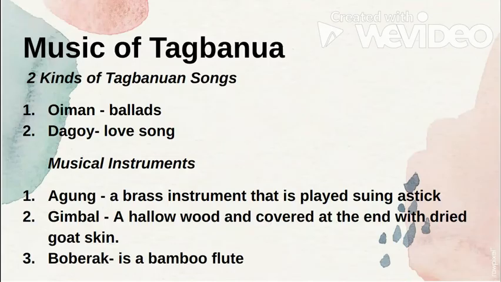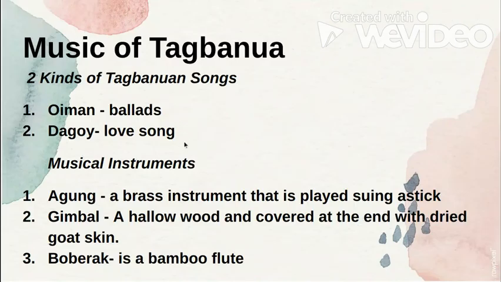Okay, so let's proceed to the music of Tagbanua. There are two kinds of Tagbanuan songs. Again, Tagbanua is a group of tribes, but we call them Tagbanuaon. First type of their song, we have Oyman. Oyman, class, is a type of ballad song. And the Dagoy or love song. Oyman is a ballad song. Dagoy is a love song. So if you are going to talk with your classmates, like, let's compose a dagoy. Dagoy means love song.